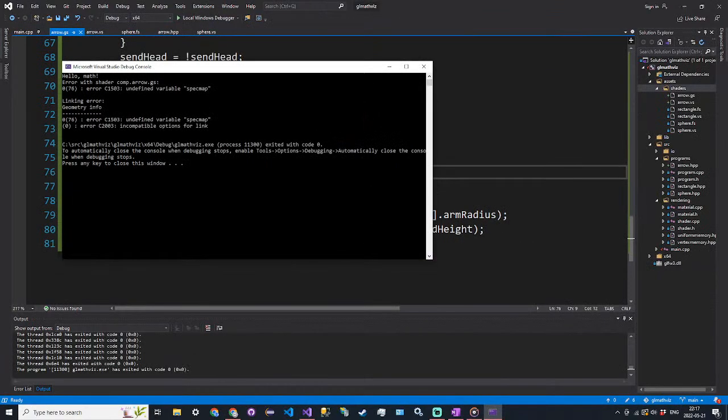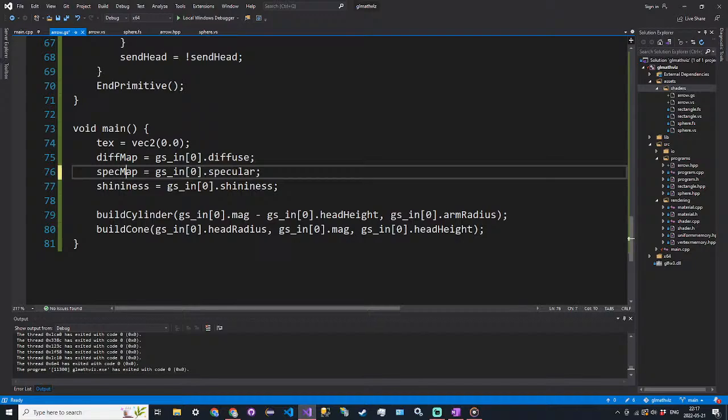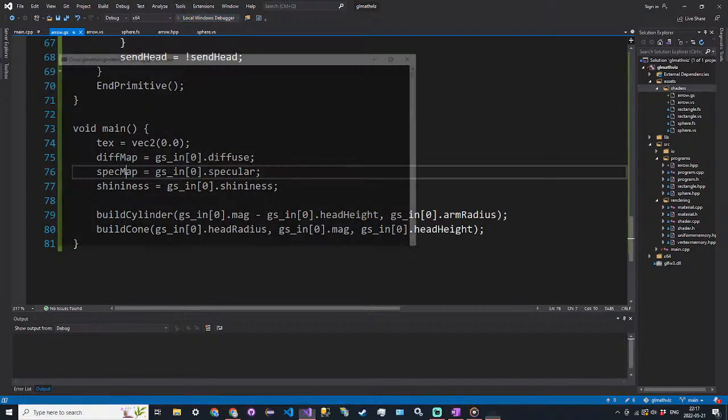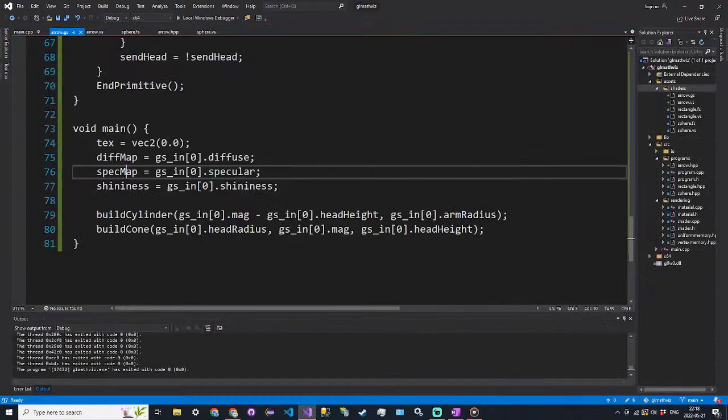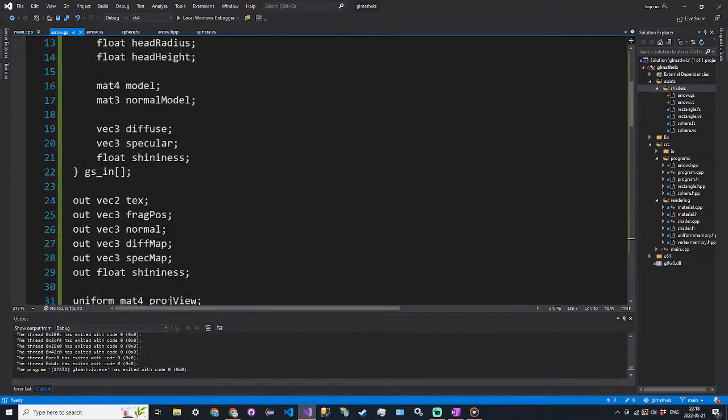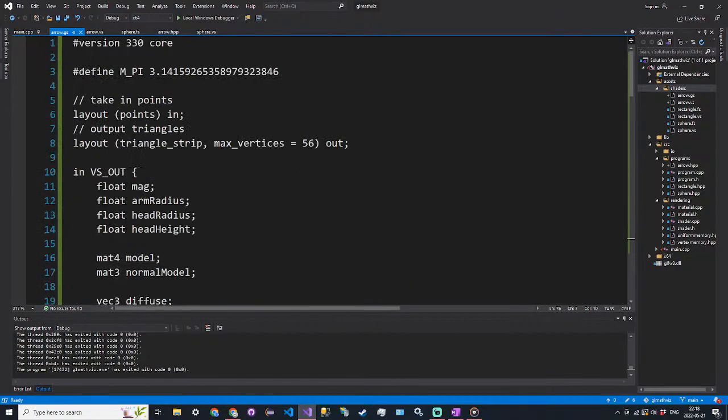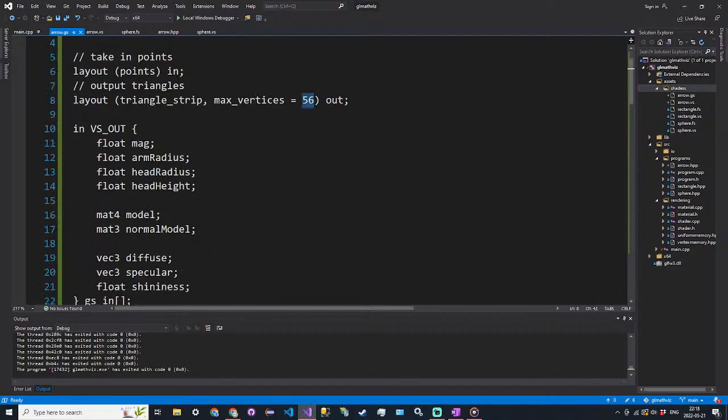Error again. I'll make sure to capitalize as needed. And it's not rendering. Oh, wait. So max vertices, I never explained this 56 number, but it's essentially just the number of vertices that we need.